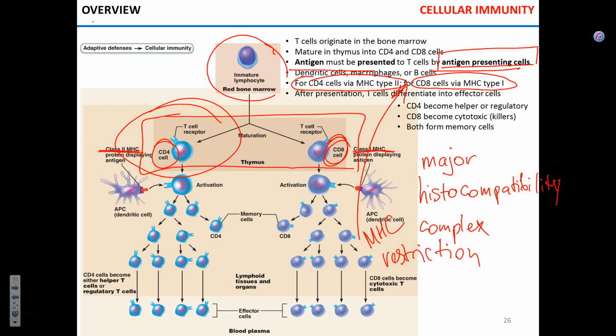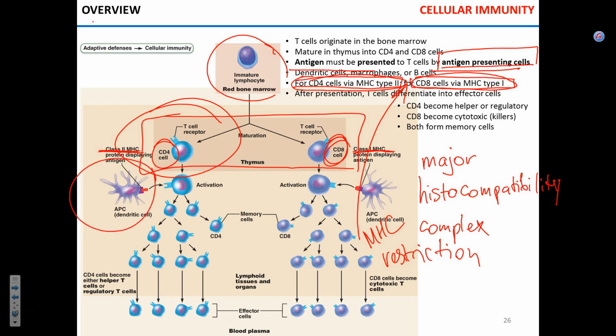And that's a hard rule. No exceptions. You clear? MHC restriction. For the fact that CD4 recognize class 2 and CD8 recognize class 1. That's a very clear distinction. Does that make sense?